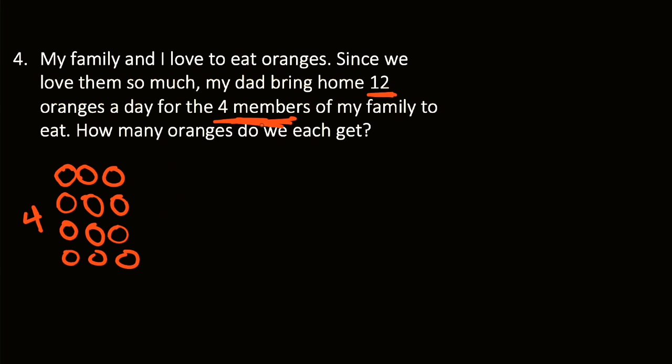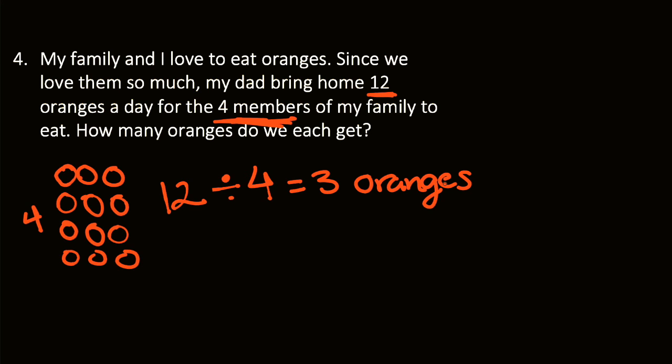But we still need to write a division sentence. So right here we have 12 oranges. We know that we need to divide it evenly among these 4 people. It would be 12 divided by 4, and then as we proved over here, it's 3. Each member gets 3 oranges. I'm labeling my answer again because it's always great to get in the habit of that.